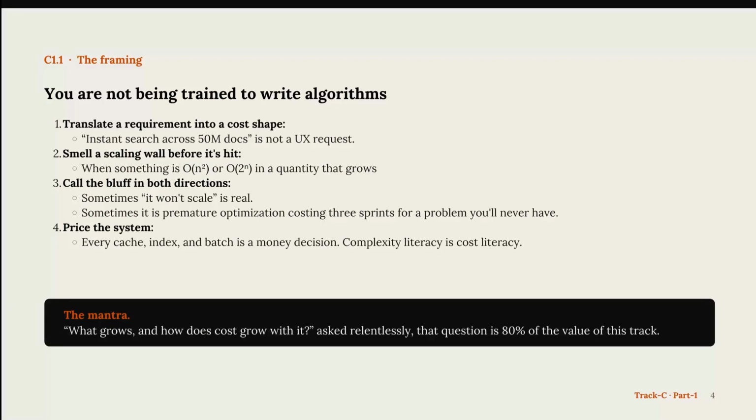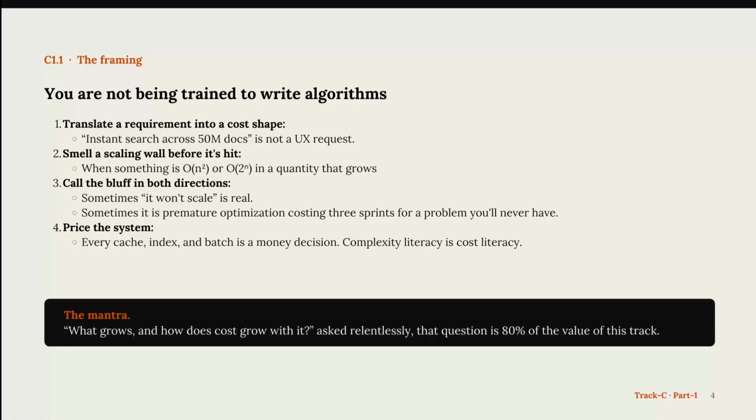And you should be good at smelling a scaling wall before you hit it. When we are building something, you need to take care of the growth of users, the documents, the tokens, the number of tool calls that will happen. If you don't do this at design time, somebody is going to call you at 2 a.m. in the night. Either be ready to wake up at 2 a.m. in the night or better, do this on day 0.